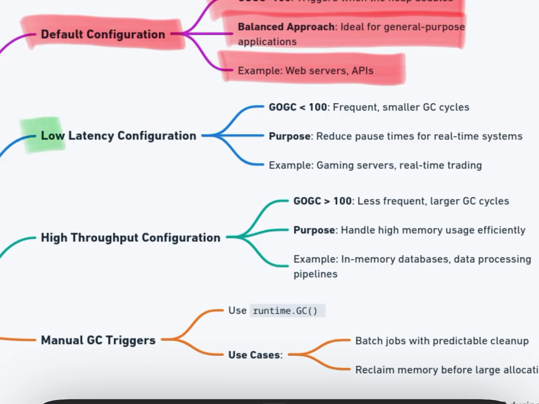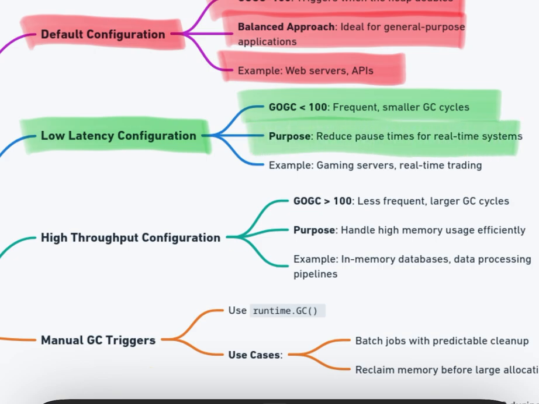2. Low latency. Frequent GC cycles. Imagine you're working on a real-time gaming server where even a tiny pause could ruin the user experience. You lower GOGC to 50. Now GC runs more often, but with smaller heaps, reducing pauses to a minimum. Result: the game runs seamlessly and your players stay happy.